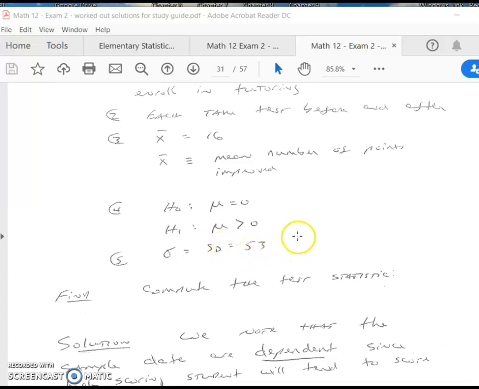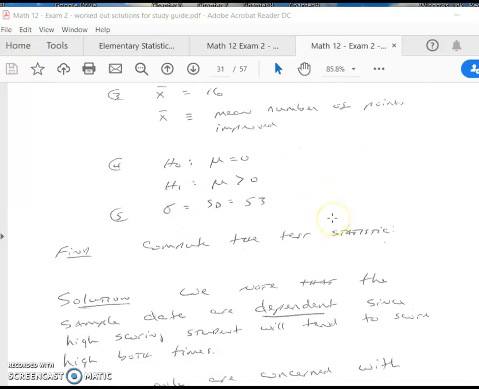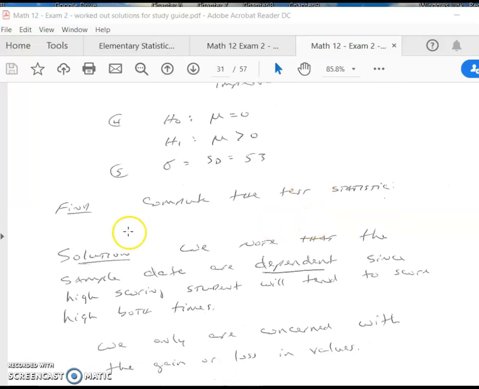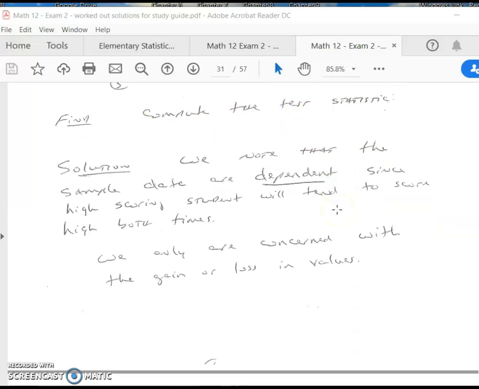Now, the distinction is sigma is normally used for the standard deviation for the population. We would normally use S, because that's the sample. I don't know why the problem does it this way. It's either a typo or maybe the author is saying, oh, well, we're going to consider this to be the population. It doesn't matter. Everything stays the same. So find, compute the test statistic. That's all I want you to do, is compute this test statistic.